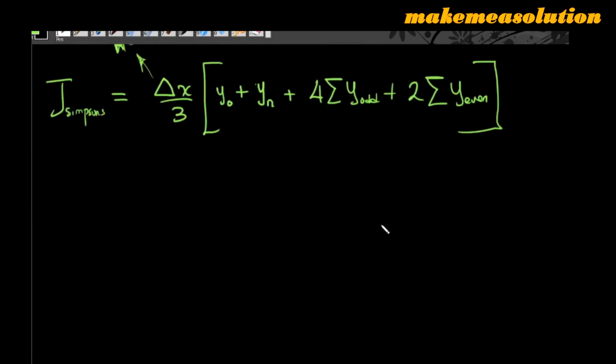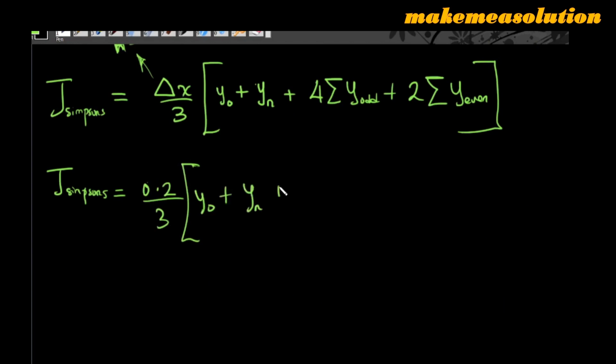So let's evaluate Simpson's rule. So what does it mean? Our J for Simpson's is going to be delta x over 3, which we already know as 0.2 over 3. So our y0 will be there, our yn will be there. Then we now have 4 into y odd, means your y1 plus your y3 plus your y.